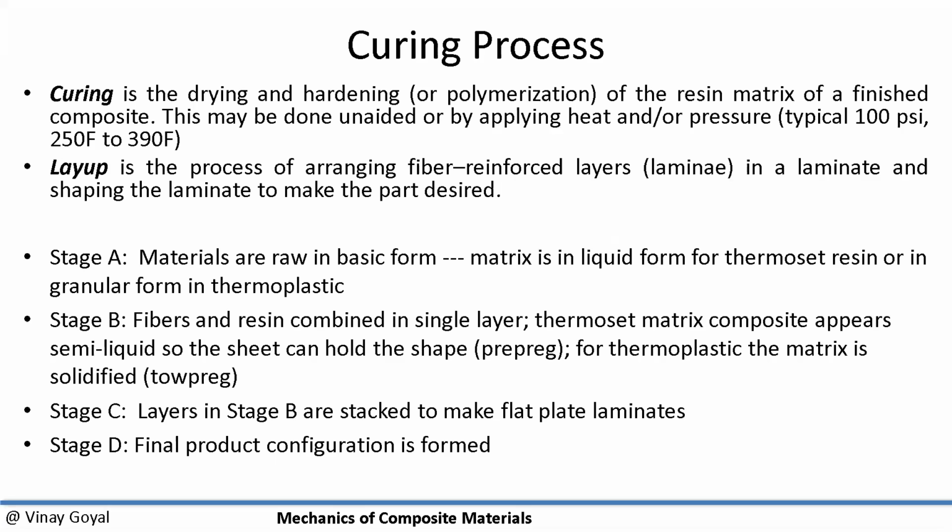Stage B, or B staging, is when the fibers and resin have been combined together into a single layer, and the thermoset matrix composite appears semi-liquid so the sheet can hold the shape. For thermoplastics, the matrix is solidified. In stage C, the layers in stage B are stacked to make flat plate laminates. In stage D, the final product configuration is formed.